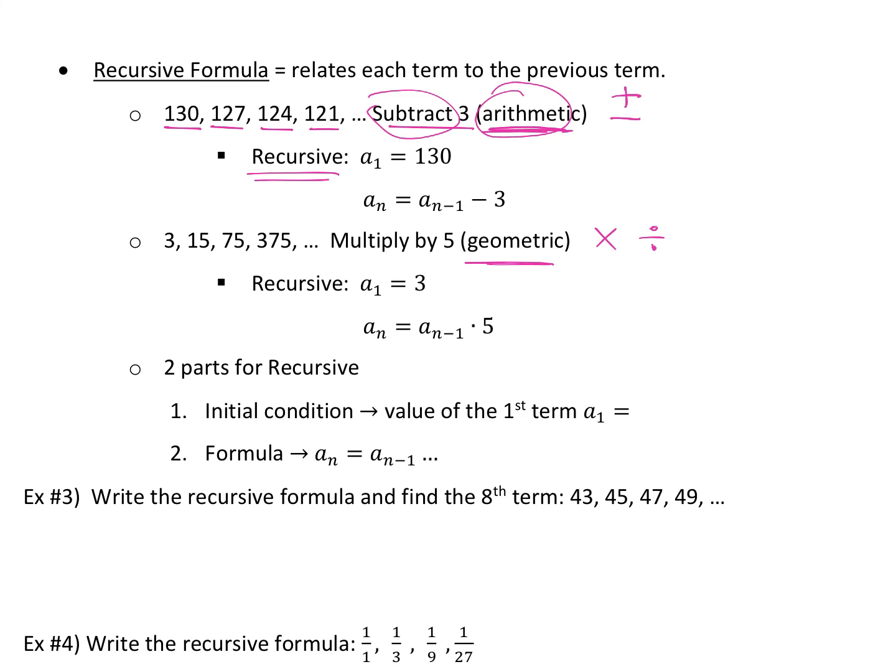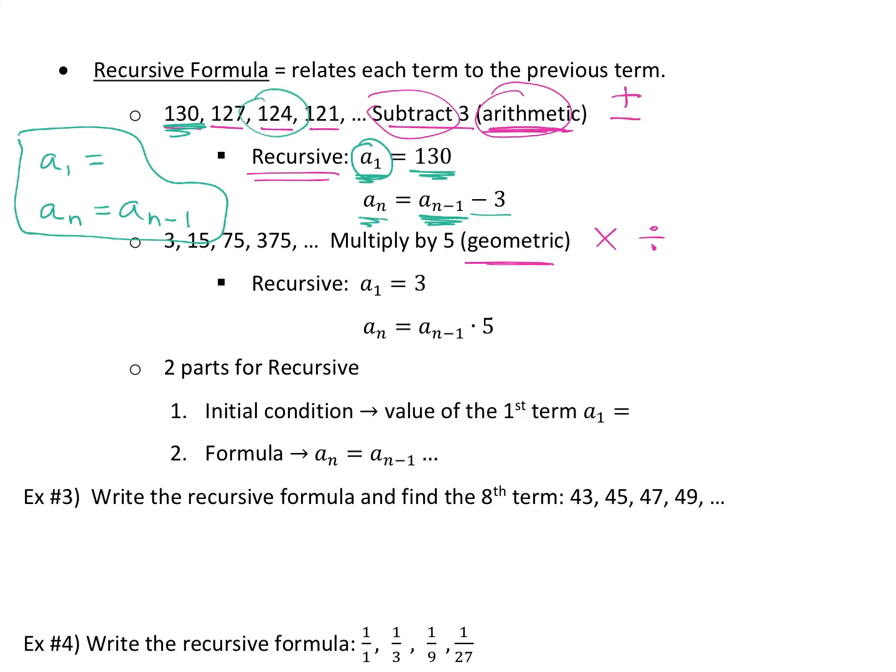So a recursive formula always has two parts. It always tells you what your first term is, so it's your a sub 1. It'll always go a sub 1 equals, and then it will always say a sub n equals a sub n minus 1, and then something will follow that. This never changes. So in this one, a sub 1 is our first term, 130. And then a sub n is the term before it, a sub n minus 1, minus 3. The term right in front of it, take away 3, and you'll get that.